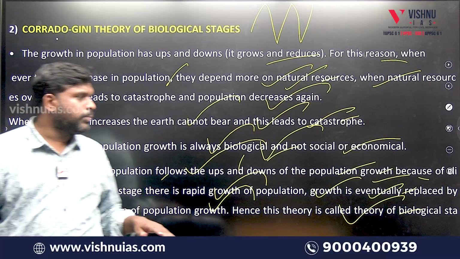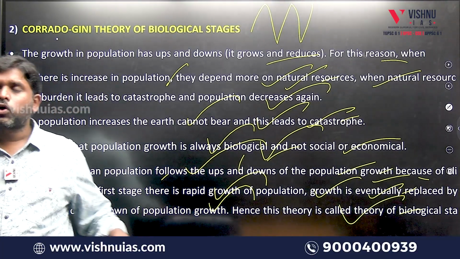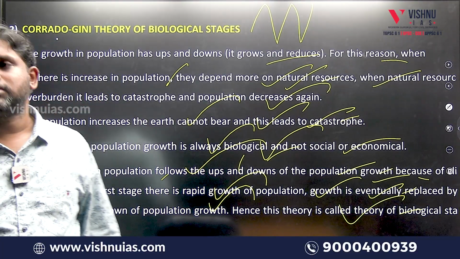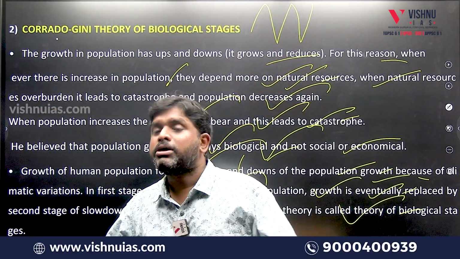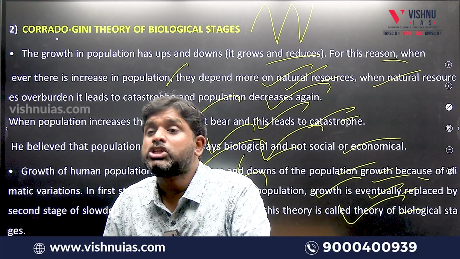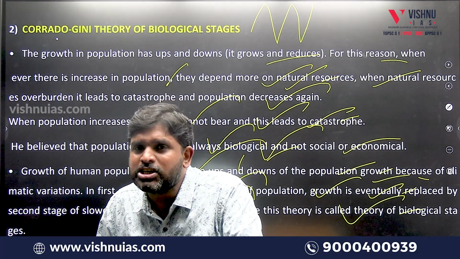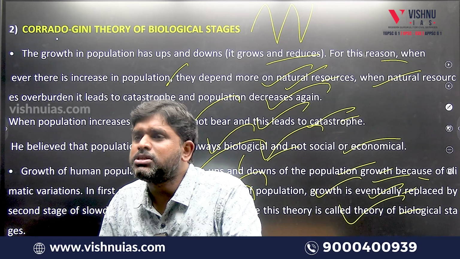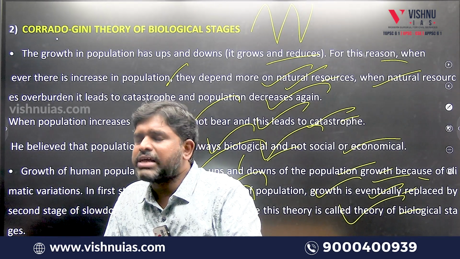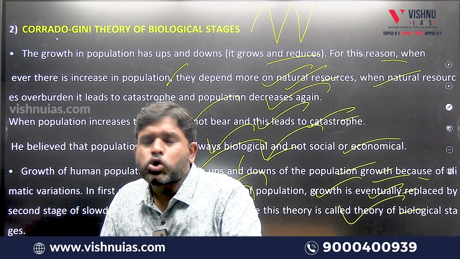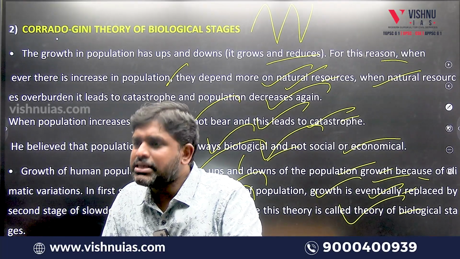This has been given by whom? Corrado Gini, the Corrado Gini theory of biological stages. These are all biological in nature, but not socio-economic. So, exclusively biological theories. The first biological theory has been given by Thomas Doubleday, the diet theory. The second theory has been given by Corrado Gini, the theory of biological stages.